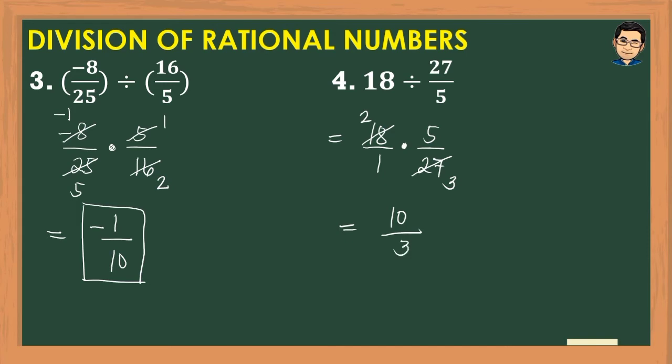So 10 over 3 is an improper fraction. So we need to change it into mixed numbers. So 10 over 3, that is 3 and 1/3. So this will be our final answer.